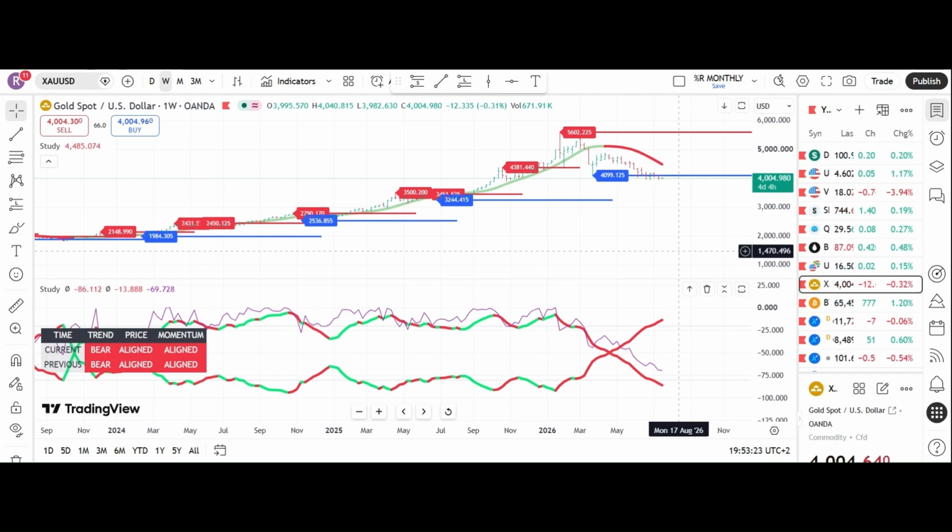Gold is continuing its downward movement. It actually broke through this point, sorry, the 4,999 level, and we can see here that the momentum downwards is really strong, all in the red. And also there you can see it's going downwards.